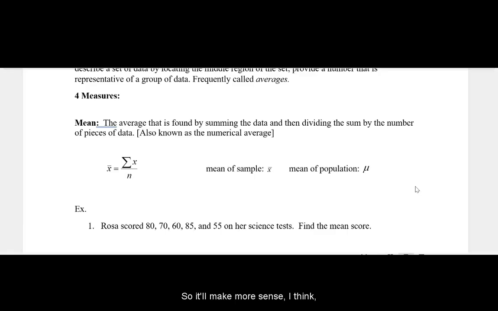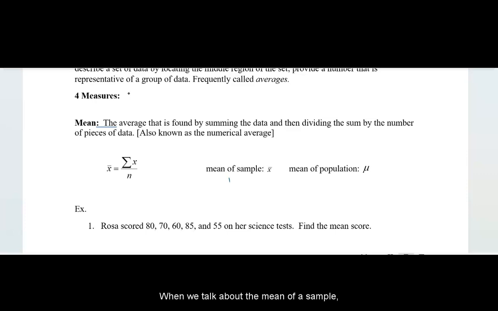It'll make more sense, I think, when we do an example. If you look at this formula, this is what we call the formula for the mean. But let me just explain what this means, and you don't even have to memorize this. This is a summation symbol. What it says is we're going to add up all of our x's, meaning we add up all of our data values. And then n is always the number of data values that you have. How many data values did you collect? And that is what we divide by.